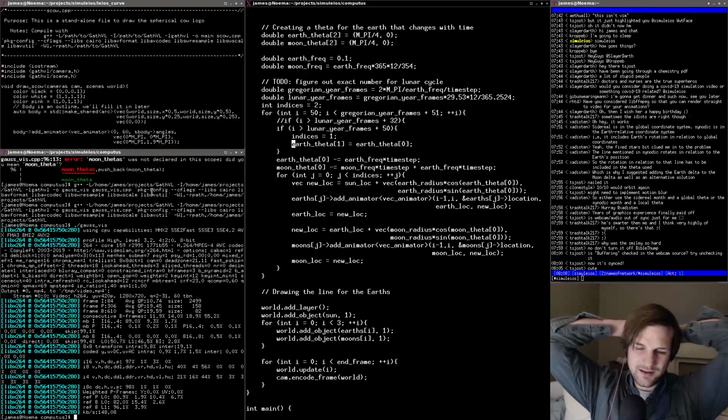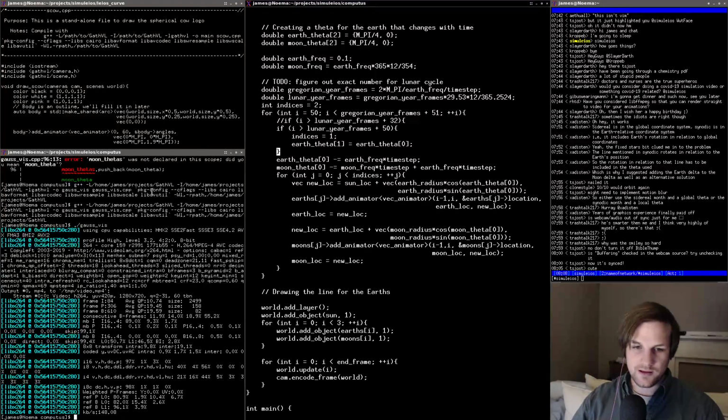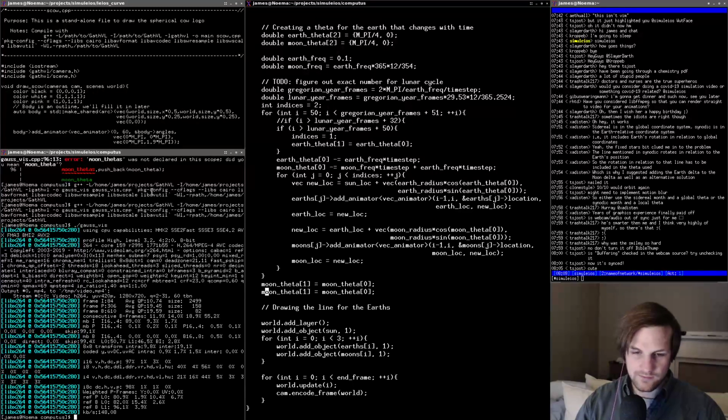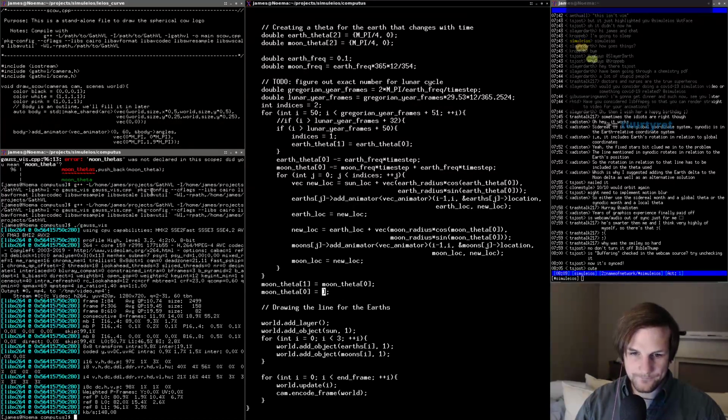I need to think about this one. So this is going to be the earth theta. And then I'm going to have to find, let's see. We have the earth theta, and then we have the moon theta, which is just going to be down here. So I guess I'm going to say moon theta of 1 is going to be equal to moon theta of 0, just so I know where these are. And moon theta of 0, I'm just going to reinitialize as m pi over 4.